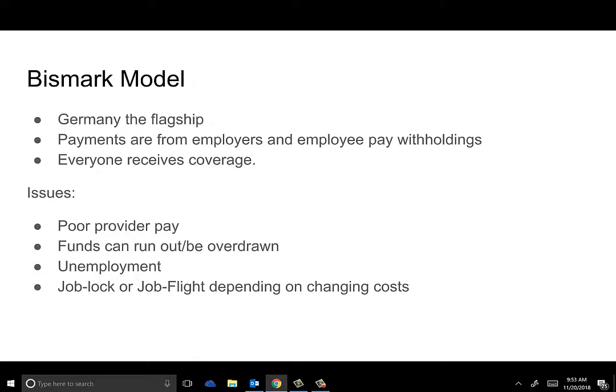The Bismarck model, Germany, the flagship, right? So the payments come from the employers and the employee pays withholdings, but everything goes into like one pool. Everybody receives coverage, but the trade-offs there are providers may not be paid as well. You can run out of funding. So if they use all the money up out of the government system, it's just over. Unemployment can be an issue. As unemployment rises, they have less money in that pool.